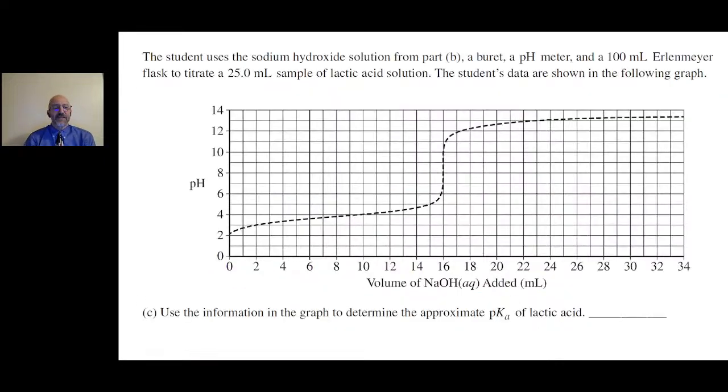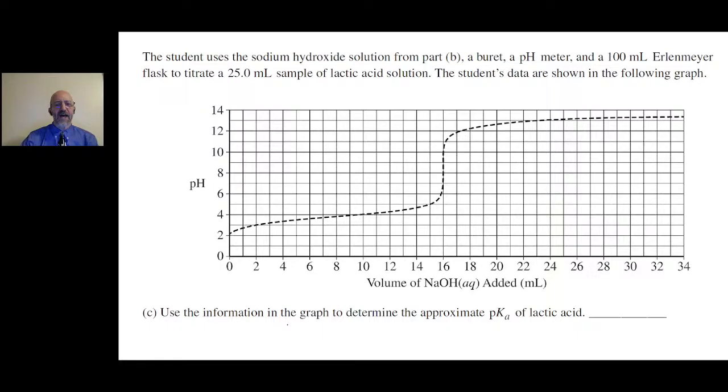And this is part C of this same question. The student uses the sodium hydroxide solution. They're not telling you what that concentration is because they're not giving away the answer. A burette, a pH meter, and a 100 milliliter Erlenmeyer flask to carry out a titration experiment. So what do I need to look at in this particular titration curve? Well, it's right there in part C. Use the information in the graph to determine the pKa of lactic acid. Let me just double check and see if my drawing tools are turned on here.